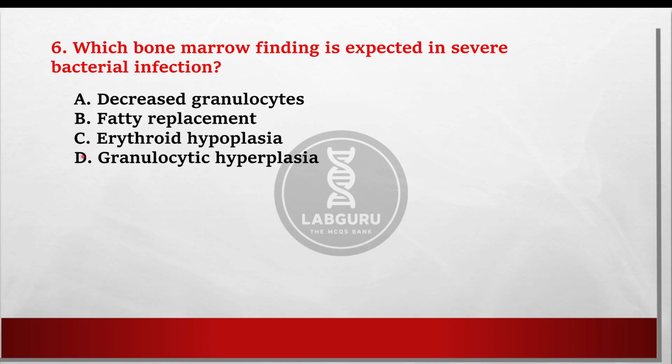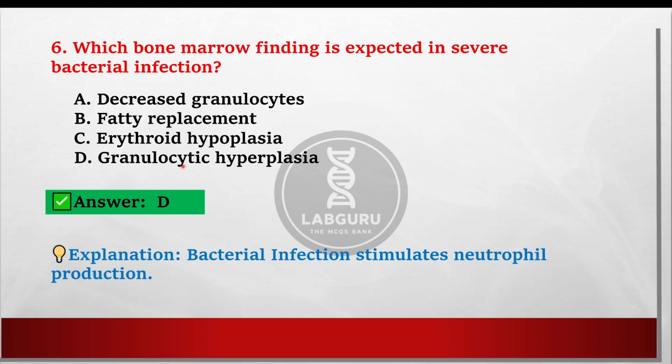So, which will be the right answer? The right answer is option D, that is granulocytic hyperplasia. Bacterial infections stimulate neutrophils. Okay, neutrophils are increased in bacterial infection. So bacterial infection stimulates neutrophil production. That's why the granulocytes, meaning neutrophils, basophils, and eosinophils, come from the granulocytic hyperplasia. Hyperplasia means more cell production. So neutrophils are a type of granulocyte. So option D is the right answer.